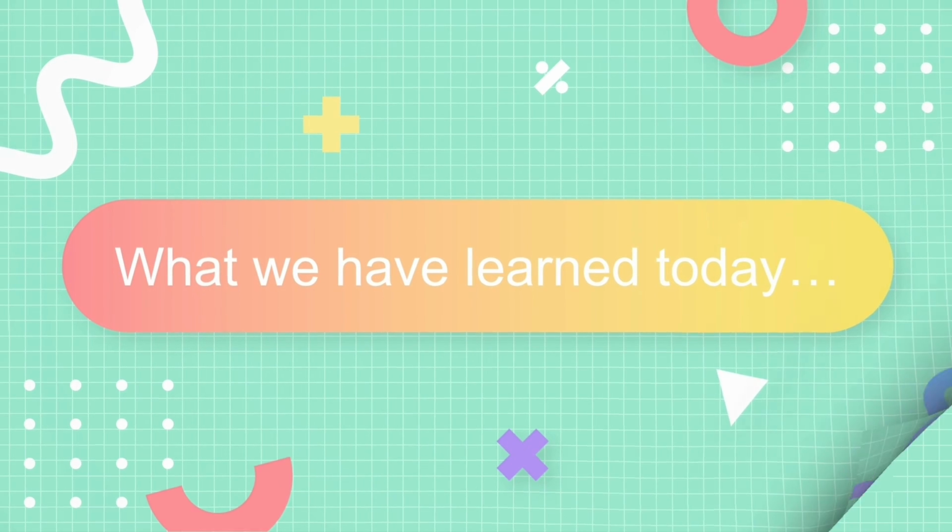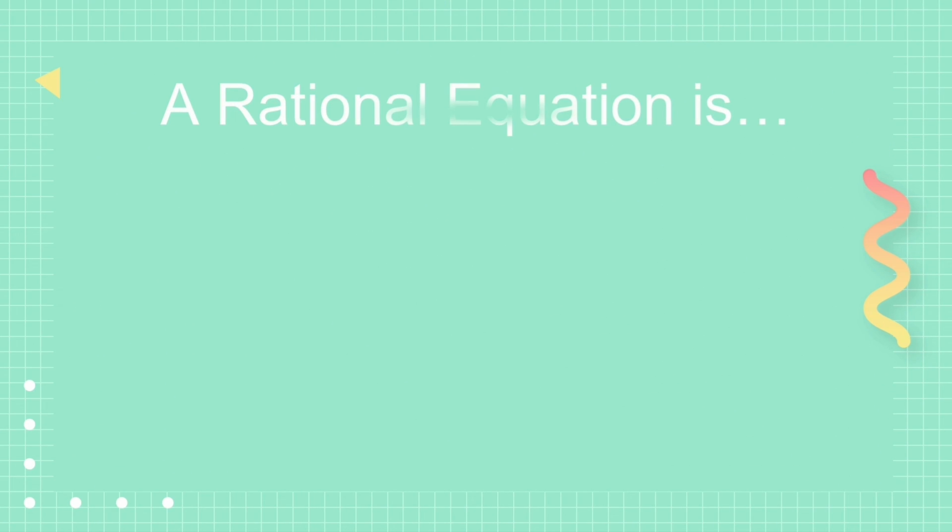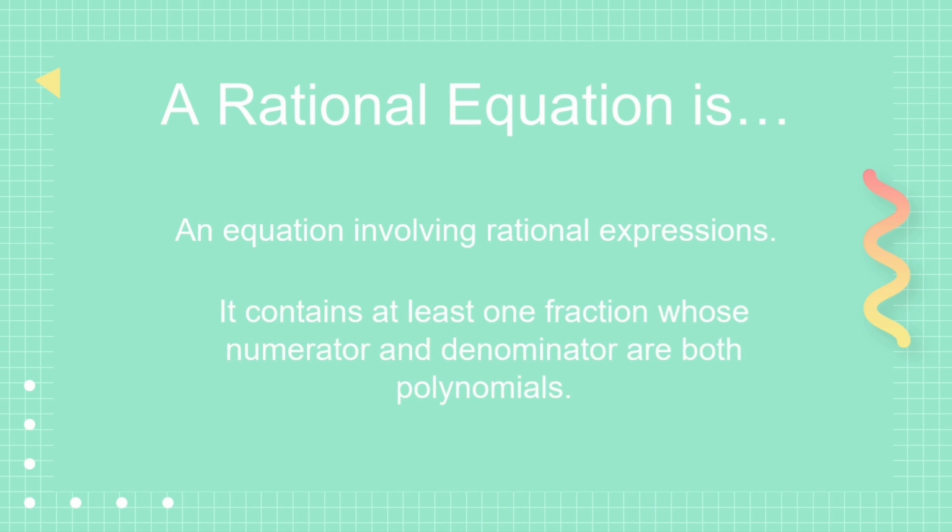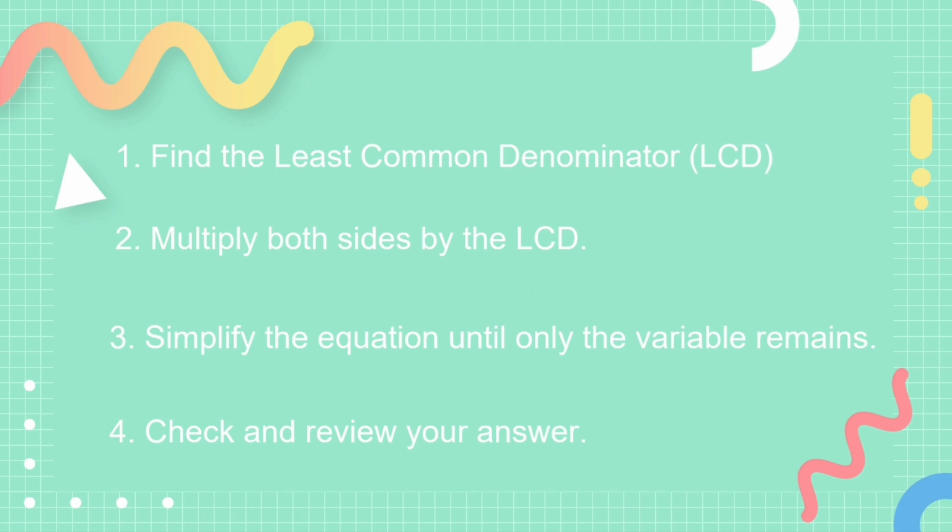Again, to review what we have learned today, rational equations are equations that involve rational functions. They must contain at least one fraction, and the numerator and denominator of those fractions must both be polynomials. The method to solve them would be: first, find the LCD. Second, multiply the LCD to both sides. Third, simplify. And to make sure that you've got the right answer, the fourth is check.